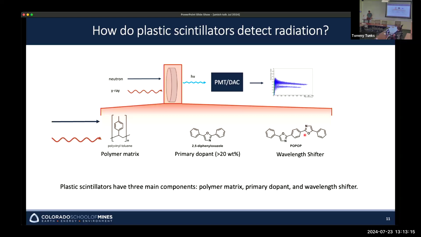So again, the radiation sources come in, they excite the polymer matrix. The transfer of energy from the matrix to the primary dopant is mostly a non-radiative process, but there are some radiative processes involved. So all that energy goes to these primary dopants. And when you're talking about a process that I'll talk about in a second called pulse shape discrimination, the dopant concentration can be upwards of 20 weight percent, 25 weight percent of the total system. And I'll talk about why that is. And then it basically transfers all the energy to this wavelength shifter, and then that will be detected. So that's basically how these work.